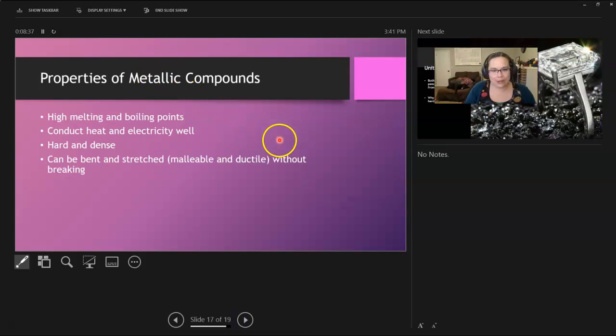Properties of metallic compounds: these are metals, so they have a high melting and boiling point, which means they're usually solid. They conduct heat and electricity well. They're also hard and dense, but unlike ionic compounds, they're not brittle. When you hit something metal with a hammer, you can bend it. That's malleable. Or you can stretch it into wires without it ripping, and that's ductile. So metal is all of those things.